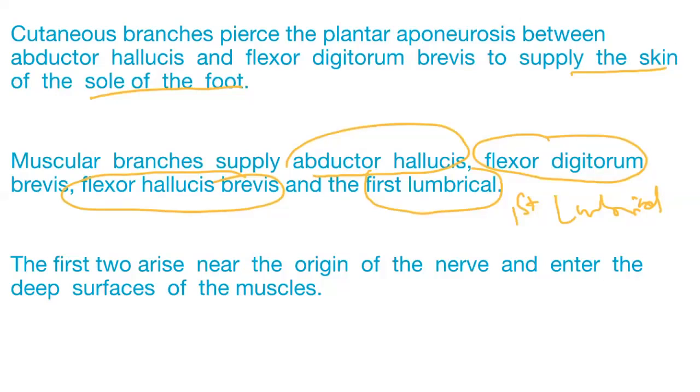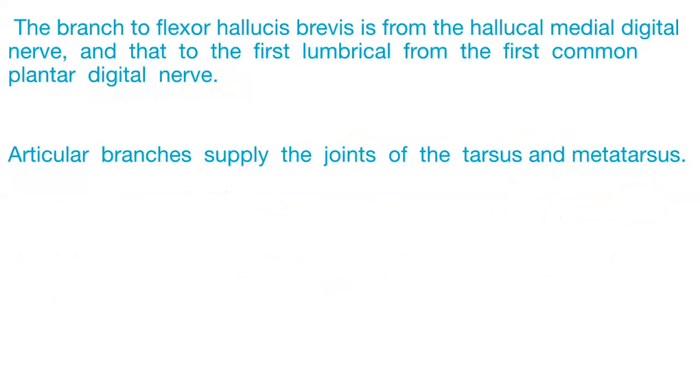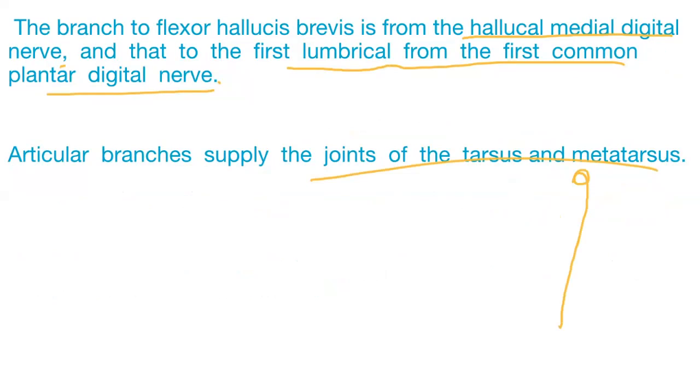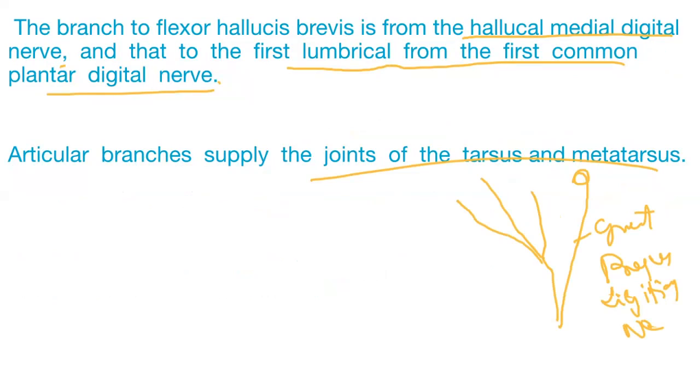The first, the branch to the flexor hallucis brevis, is from the hallucal medial digital nerve, and that to the first lumbrical from the first common plantar digital nerve. Articular branches supply the joints of the tarsus and metatarsus. So it gives one great branch to the great toe, the proper digital nerve, and again it divides into 3, right? And it has cutaneous branches, muscular branches, and articular branches.